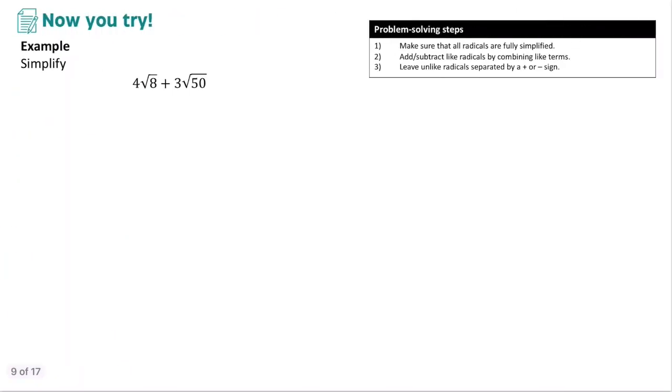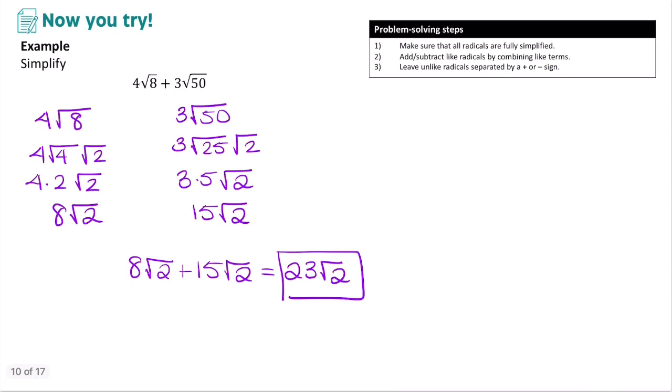So now you can go ahead and pause the video and try doing this example on your own. We can first start off by simplifying both of these radicals. The square root of 8 I can rewrite as the square root of 4 times the square root of 2, and that turns into 2 times the square root of 2. So when I multiply by that coefficient of 4, I get 8 times the square root of 2.